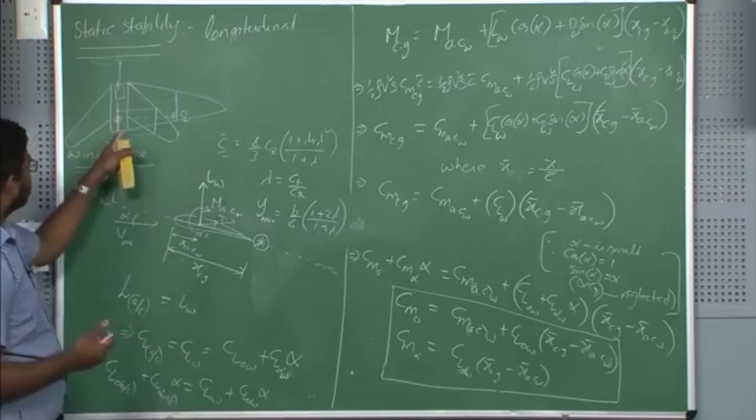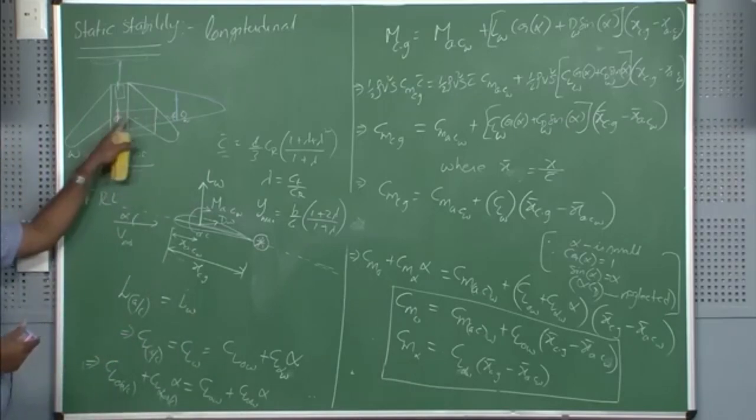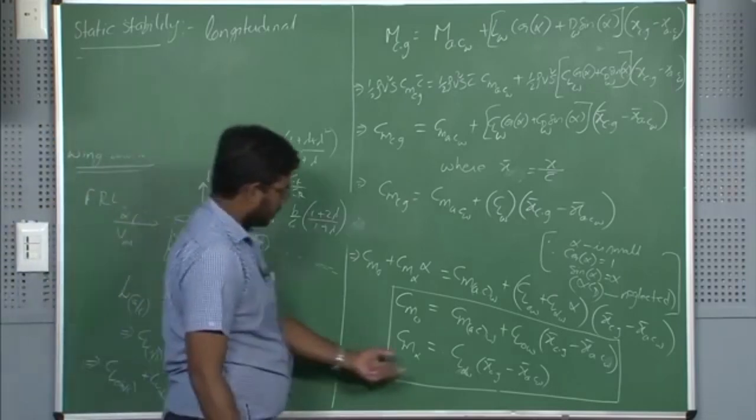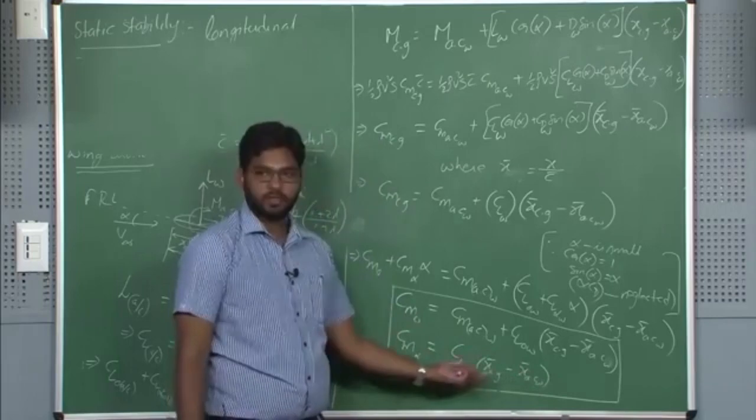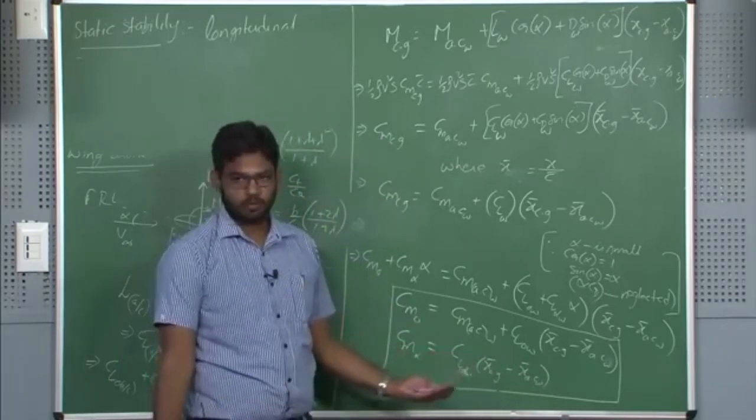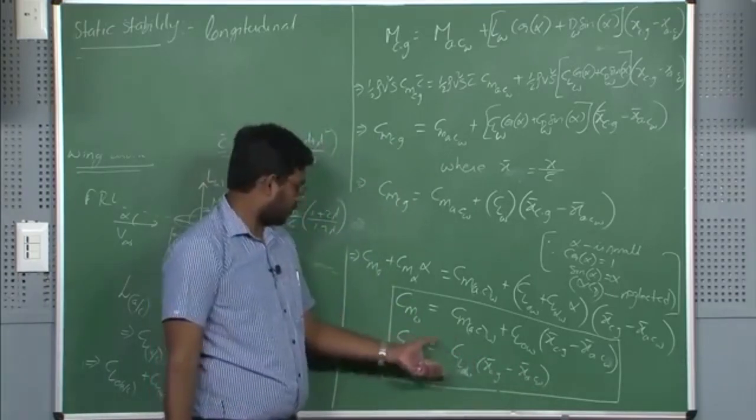But primarily, for a wing alone configuration, it is like pushing your aerodynamic center behind the CG. Coming back to this, the CG should be ahead of this aerodynamic center for CL alpha to be negative. Why? Because CL alpha of the wing is positive. It's a finite positive number.